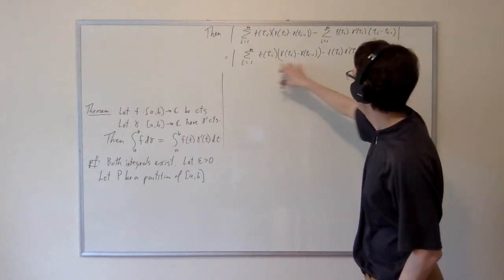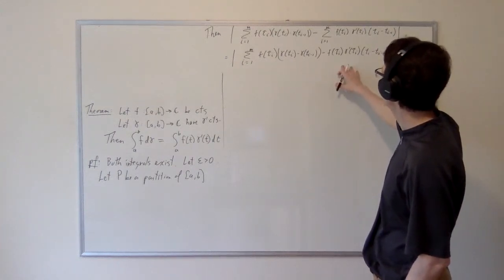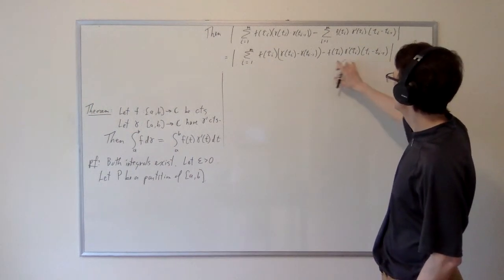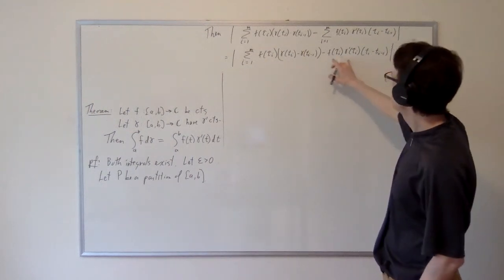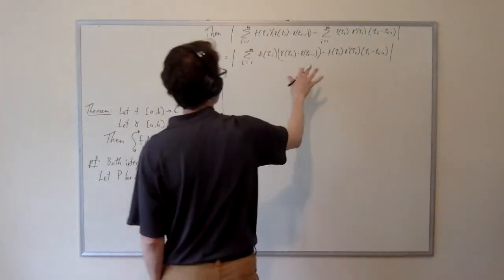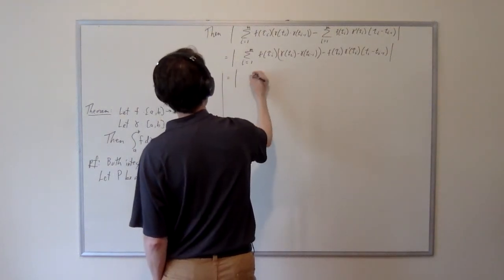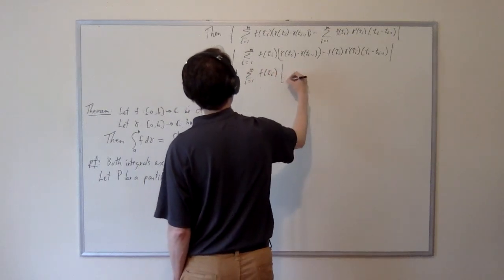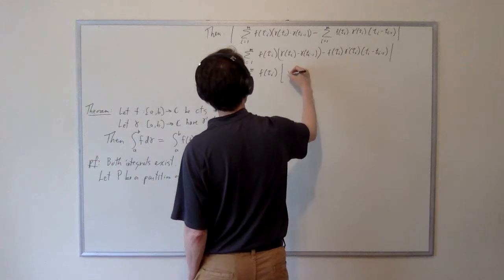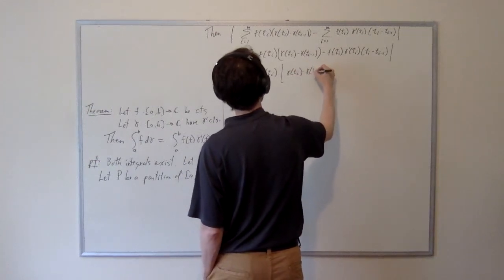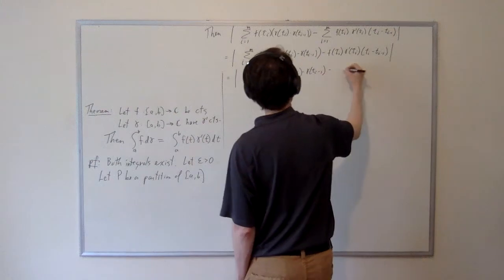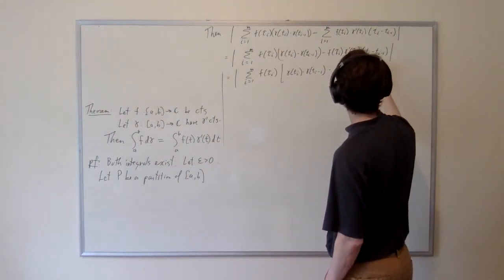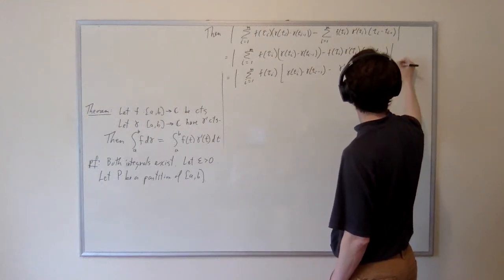Notice the f of tau i is constant here. We're going to factor that out. Let's do it in two steps. So here I'll simply factor out the f of tau i, and then we'll get this thing, gamma t_i minus gamma t_{i-1}, minus, and then this thing is gamma prime tau i times t_i minus t_{i-1}.